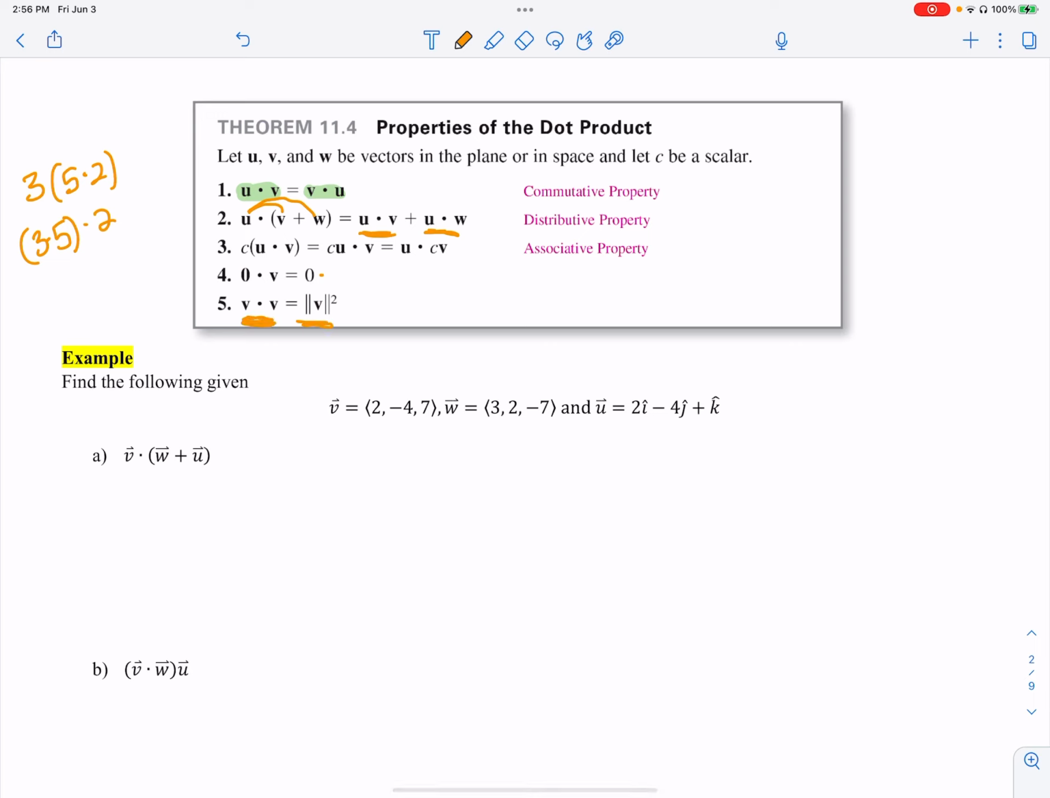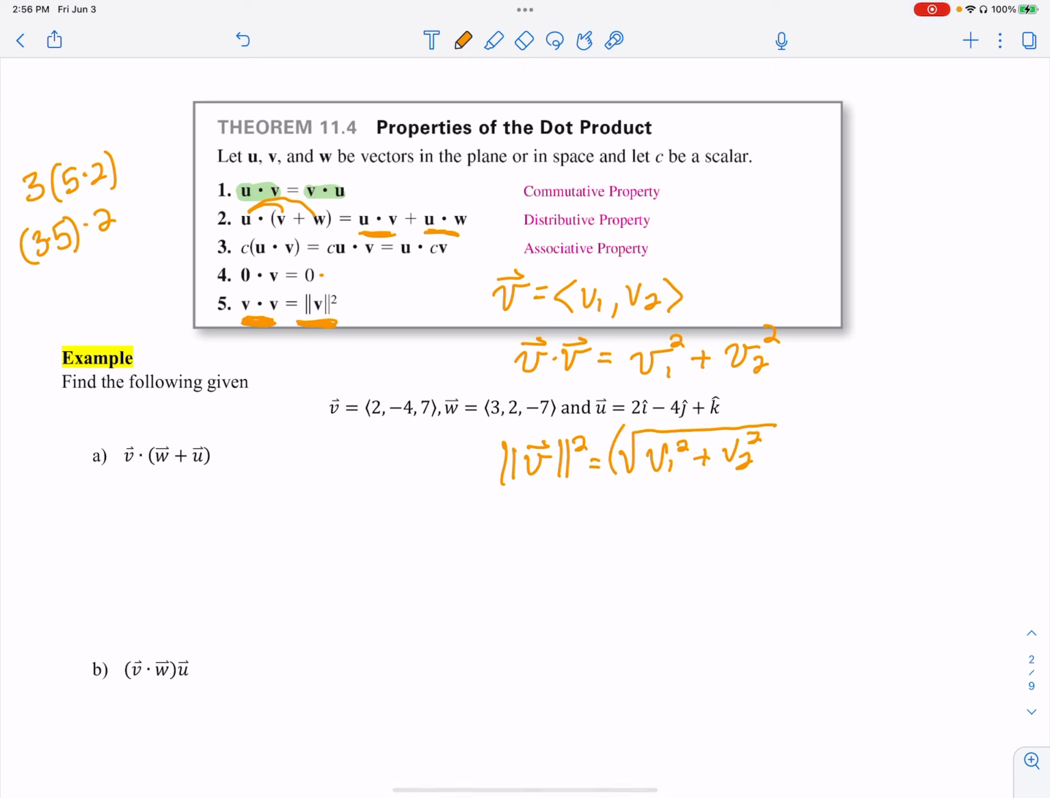And then this one is great. V dot V is the same thing as the magnitude squared. Think about this. Let's actually do it real quick. Let's call it V1, V2, and keep it easy in 2 dimensions. V dot V, with itself, is V1 squared plus V2 squared. Now if I take the magnitude and square it, it's the square root of V1 squared plus V2 squared, but the square gets rid of the root. So it's the same thing.